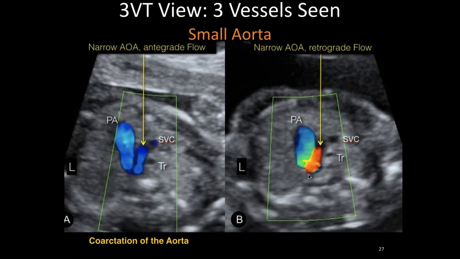So what could give me reverse flow in the aortic isthmus? I'm automatically thinking about hypoplastic left heart. I'm thinking about critical coarctation of the aorta. I'm thinking about critical aortic stenosis. On rare occasions in the third trimester, I'm thinking about severe IUGR, fetal growth restriction, with reverse flow at the level of the aortic isthmus.